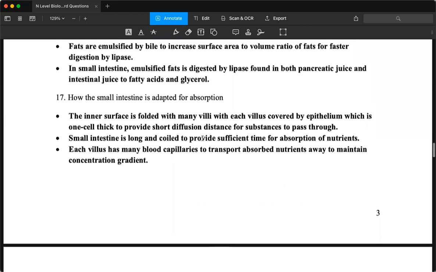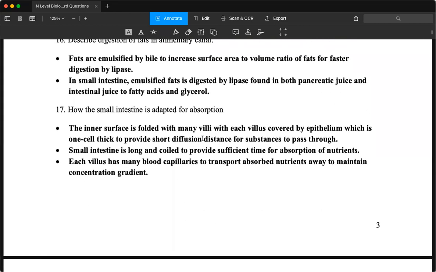Let's move on to absorption. So after digestion, we have absorption. The inner surface is folded with many villi, with each villus covered by epithelium, which is one cell thick to provide short diffusion distance for substances to pass through. Okay, so this is one of the adaptations of the small intestine.